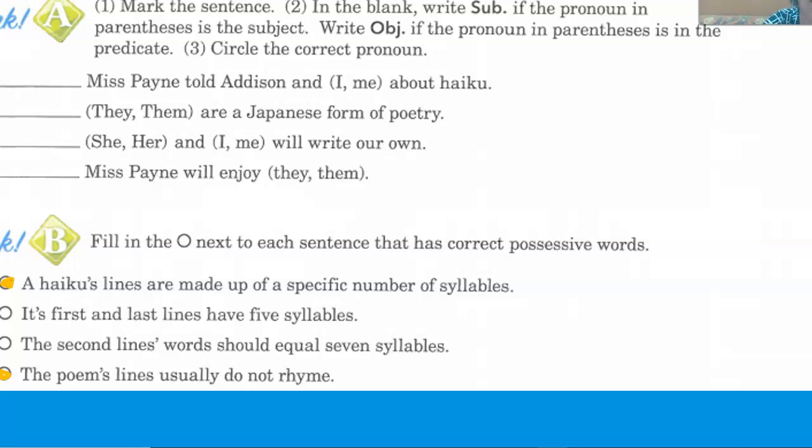We are looking at a contraction. The first and last lines have 5 syllables. There should not be an apostrophe. It is not, it is. The second line's words would equal 7 syllables. Lines should be apostrophe S, not S apostrophe.